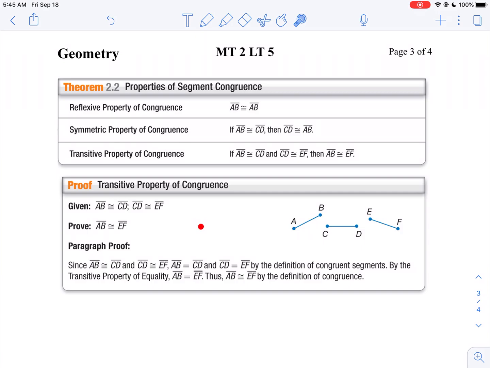Here's the transitive property of congruence done as a paragraph proof. We start with AB is congruent to CD and CD is congruent to EF because we're given that. We change that to an equal sign. From your textbook, I copied this from your textbook. There should be a segment above there. It should be AB equals CD. And then we use the transitive property of equality. Then we switch it back using the definition of congruent segments.